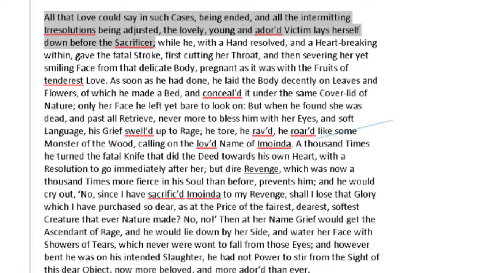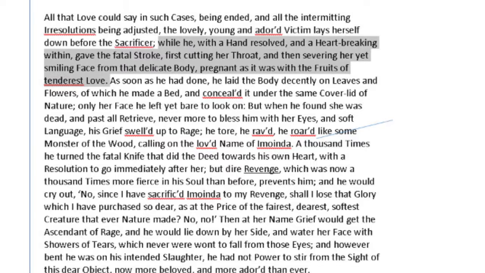Victims lay herself down before the sacrificer, while he, with a hand resolved and a heart breaking within, gave the fatal stroke, first cutting her throat, then severing her yet smiling face from its delicate body, pregnant as it was with the fruits of tenderest love. So I would annotate that, because what's important there is not just the fact that he kills his wife, look at the way he does it.